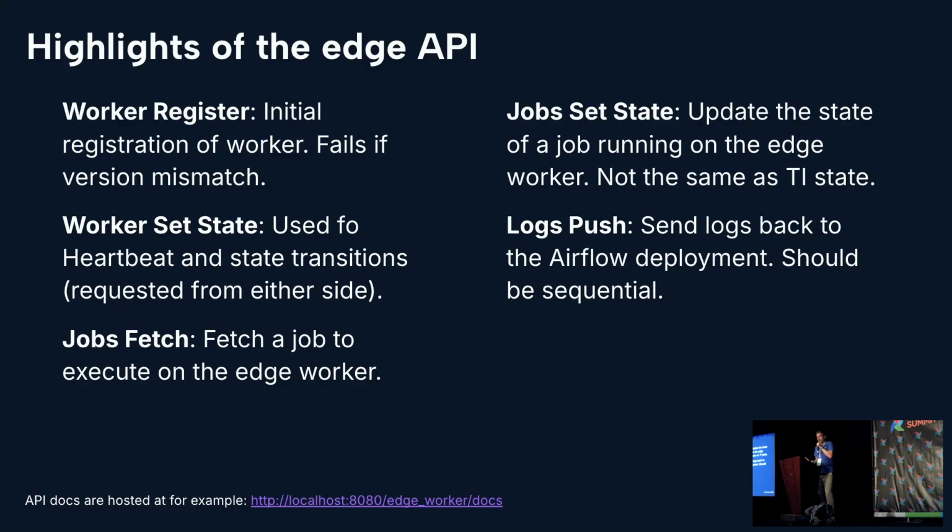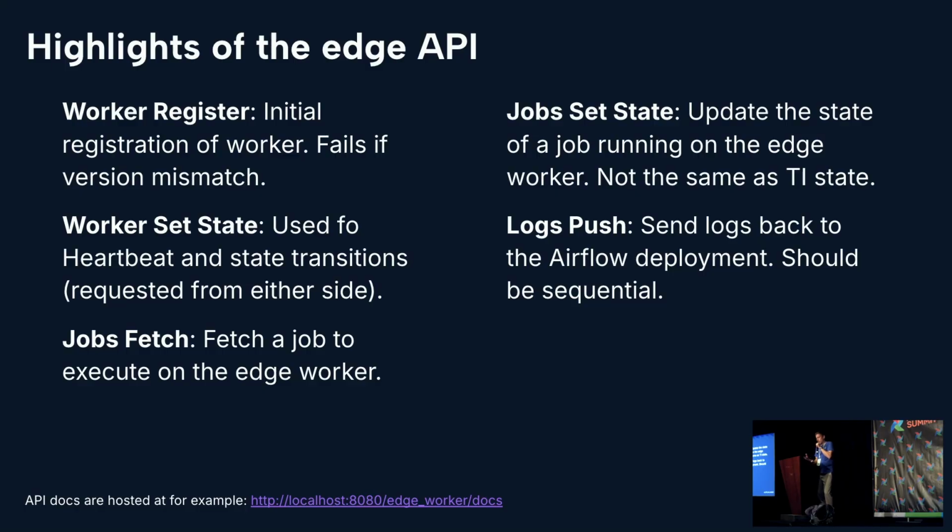Once your worker is running and heartbeating, you can start fetching jobs. It's very simple. You just ask, give me a job, and you can run it. Once you have a job, you tell Airflow whether it's running, failed, or successful, which is not exactly the same as the task instance state. It's more like the state of the job. So a successful job can still have a failed task. And when you have all this done, the last thing you want to do is push logs.